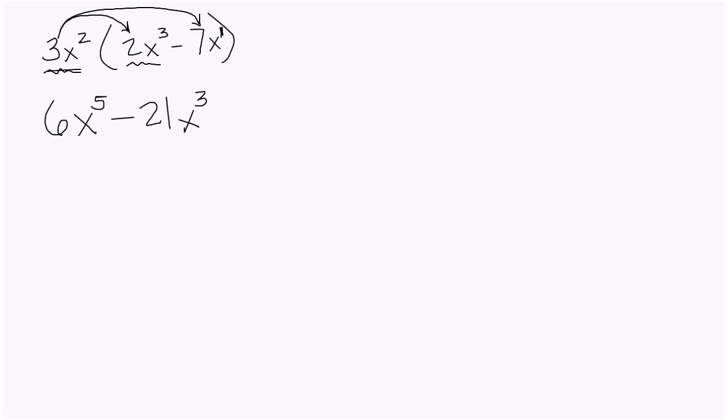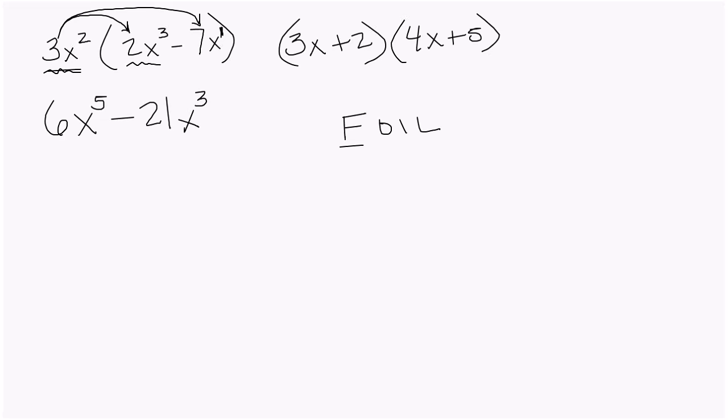We will also look at multiplying binomials by binomials. So we could have 3x plus 2, which is a binomial, and 4x plus 5. Whenever you're multiplying a binomial by a binomial, we're going to use a process called FOIL. FOIL stands for first, outside, inside, last. First meaning that we're going to multiply the first term of the first binomial by the first term of the second binomial. So we'll have 3x times 4x. So that's going to give us 12x squared.